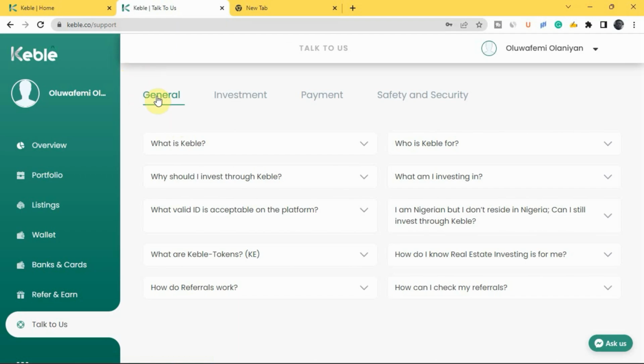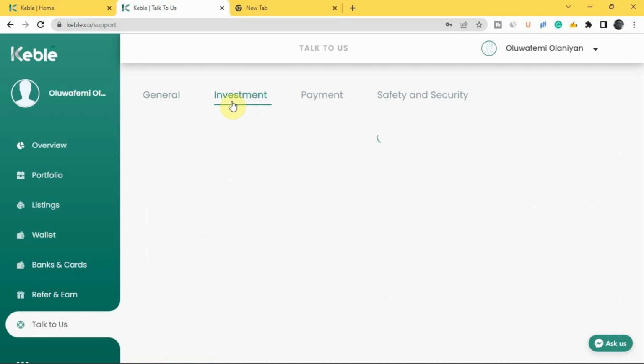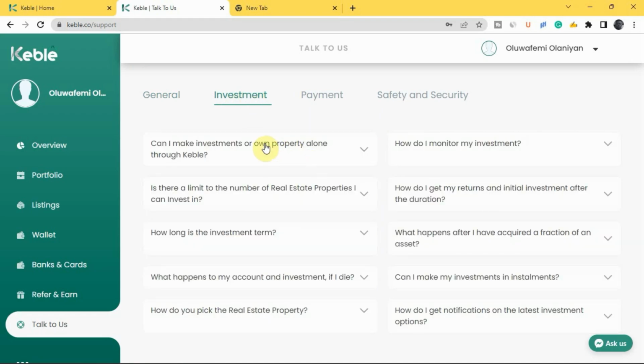So if you have general questions like what is Keble, why should you invest through Keble, what valid ID is acceptable on Keble, and so on, you can check them out right here. If you want to ask questions on investment, you tap on investment right here. You've seen the different questions on investment. You can see, can I make investment or own property alone through Keble? Or how do I monitor my investment? Is there a limit to the number of real estate properties I can invest in? You'll be seeing answers to all these questions on this page.